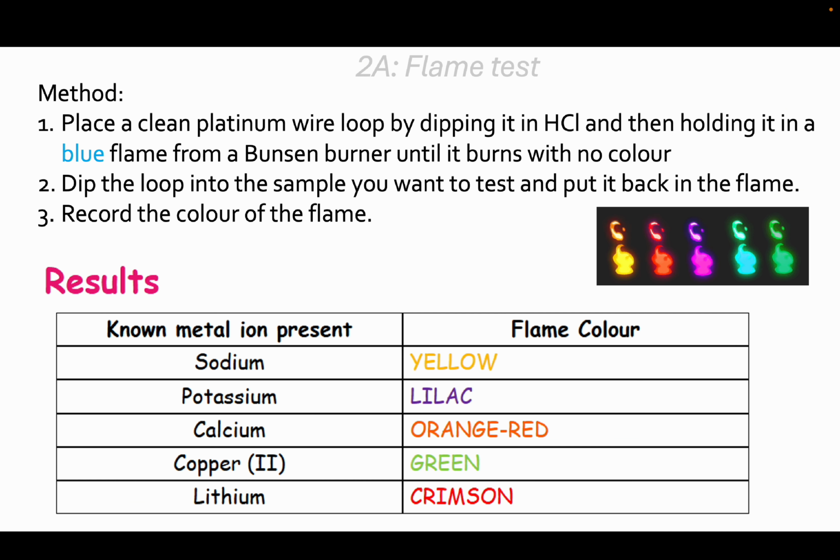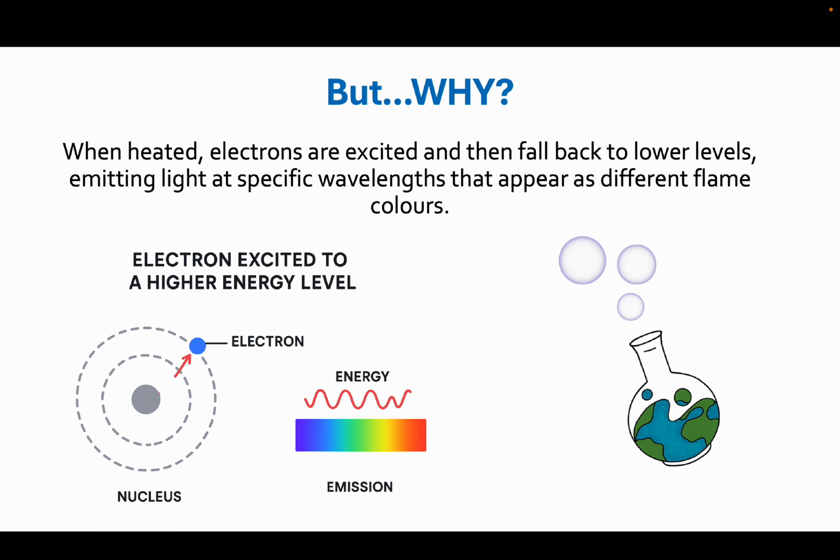So make sure to note it down and learn them. The question is, why does this happen? When heated, electrons are excited to higher energy levels and then they fall back down to lower ones. These emit a light at a specific wavelength and that appears as different flame colors.